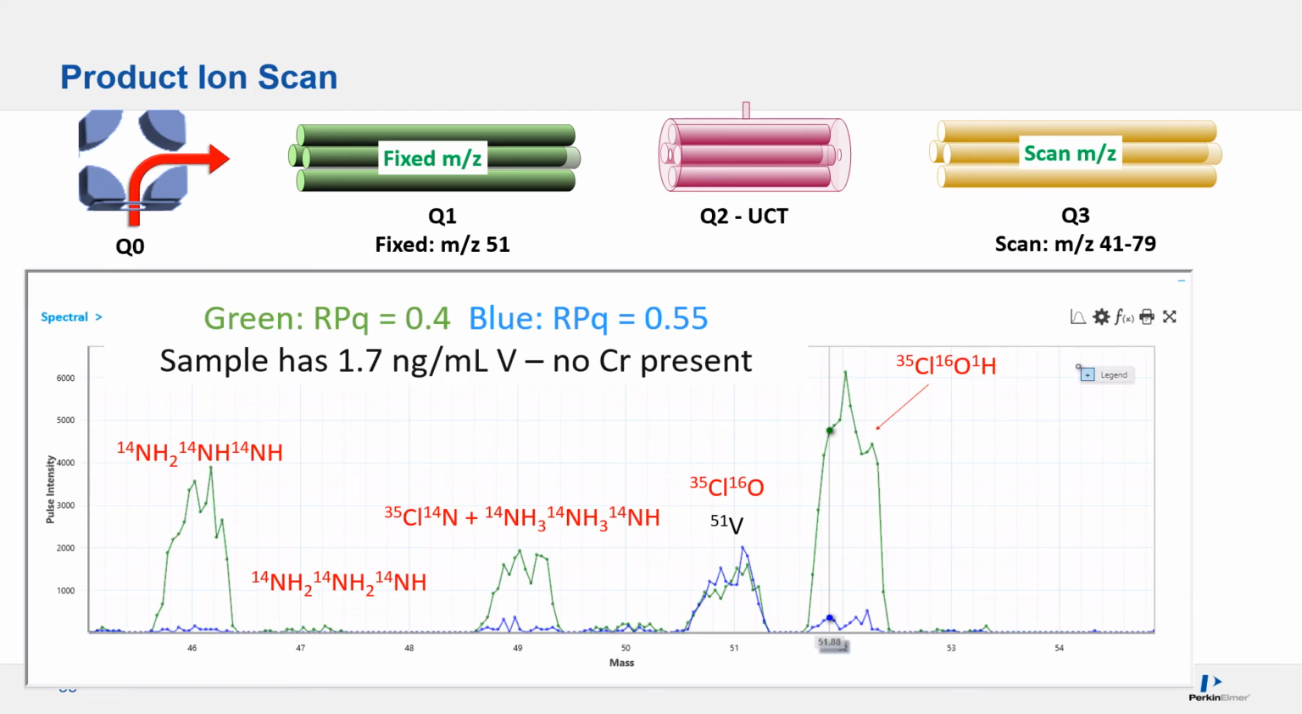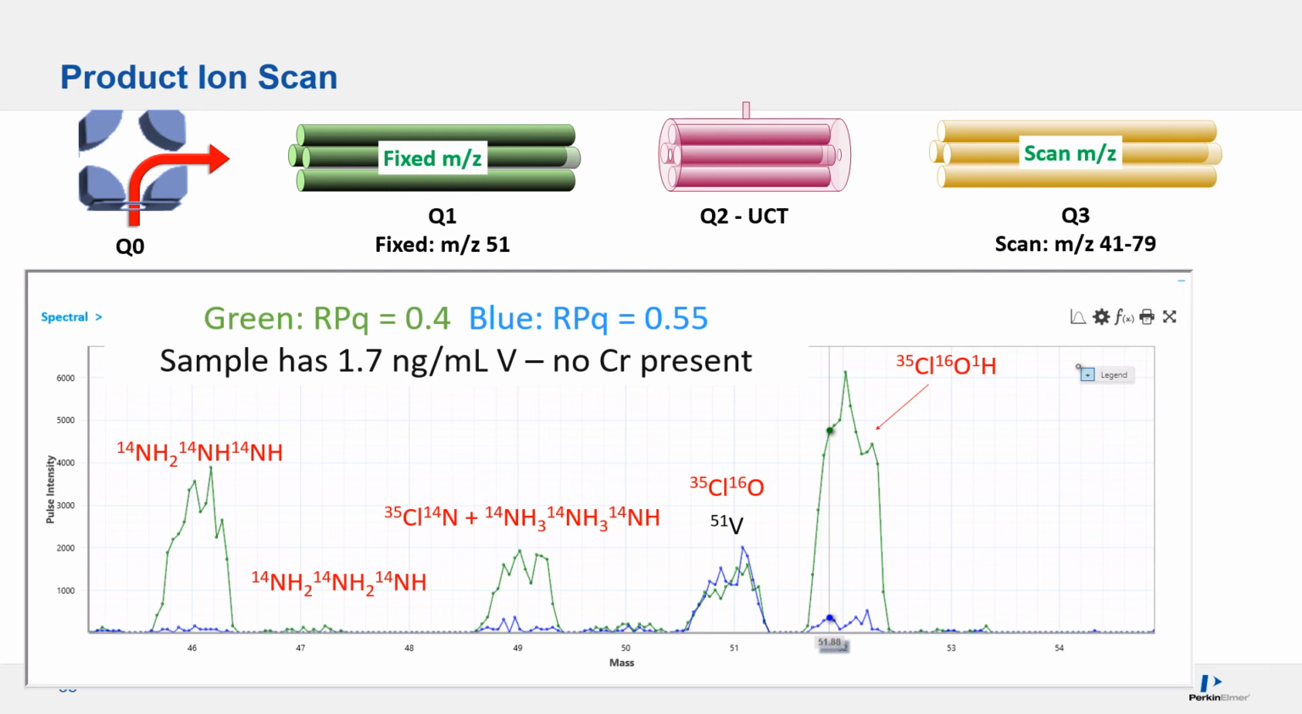Alright, well, here's a product ion scan where we fixed Q1 at 51 and scanning Q3 from 41 to 79 as before. And we have two RPQ settings, one at 0.4, which is shown in green, and one at 0.55, which is shown in blue. And as you see, this particular sample has 1.7 parts per billion of vanadium, but no chromium present.